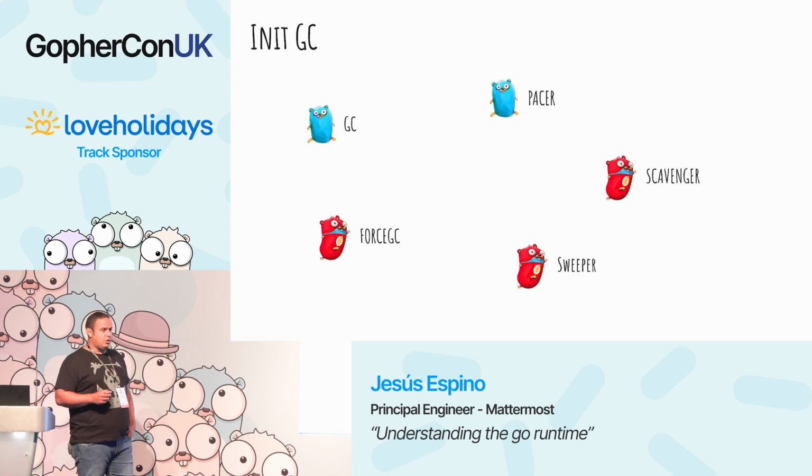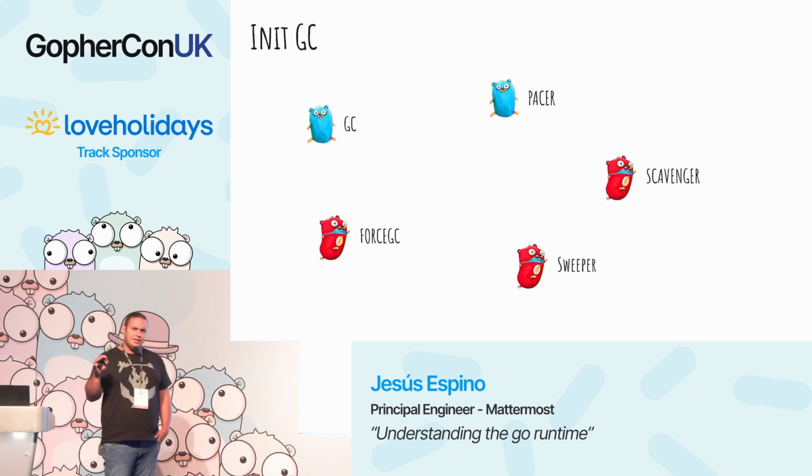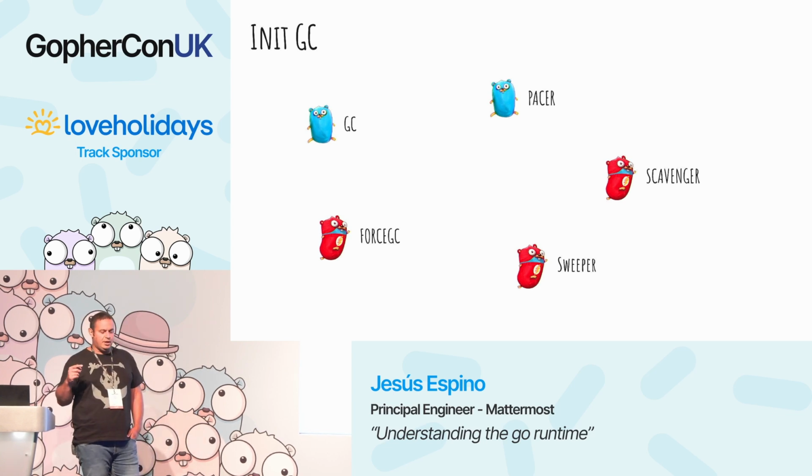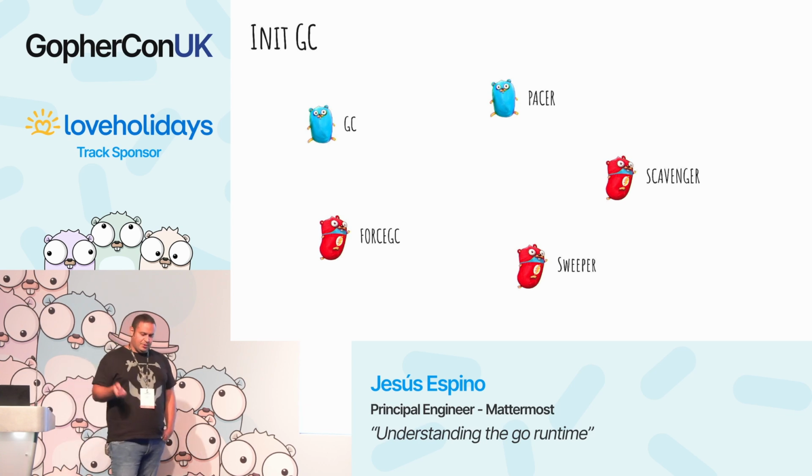So if you want to know more about the GC pacer, just check out the references. Another interesting thing going on with the garbage collector is the forced GC. The forced GC is a goroutine that is going to run whenever there is too much time without a GC pass, so it's going to force a GC pass. That forced GC is called by the system monitor. We are going to talk about the system monitor in a couple of minutes.